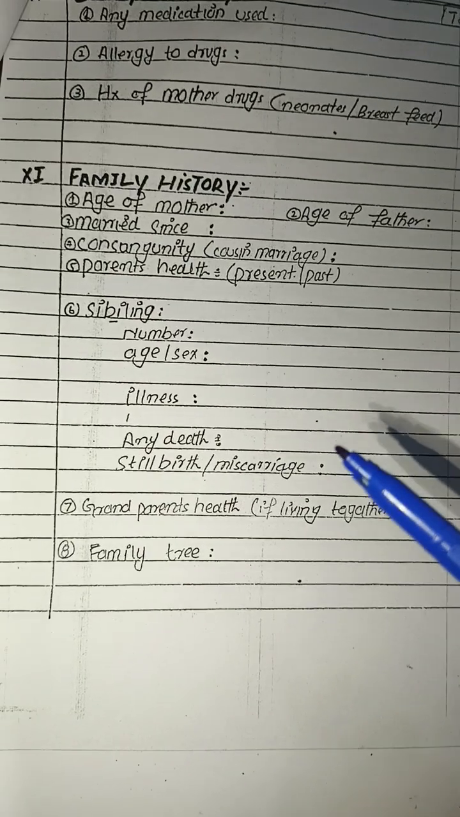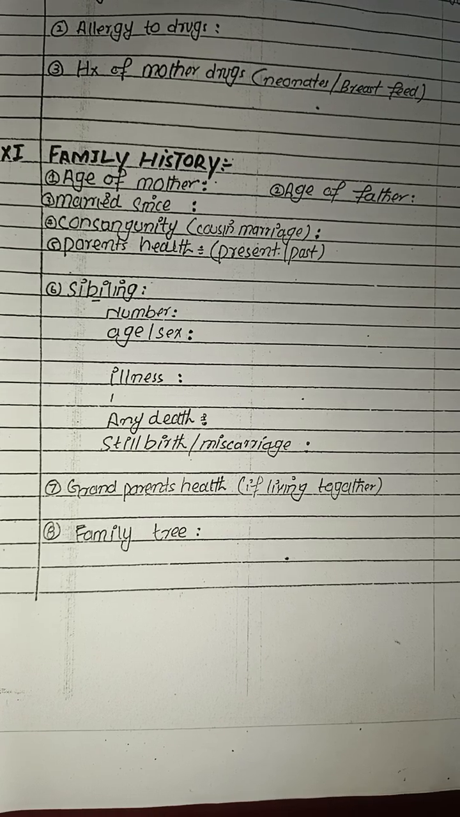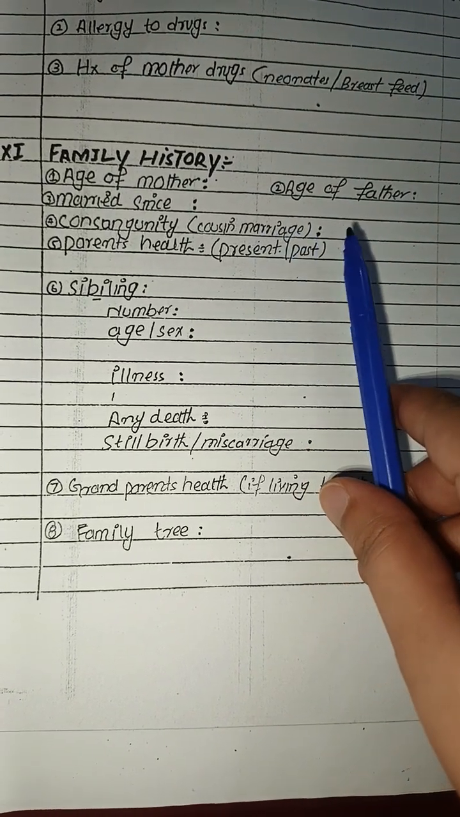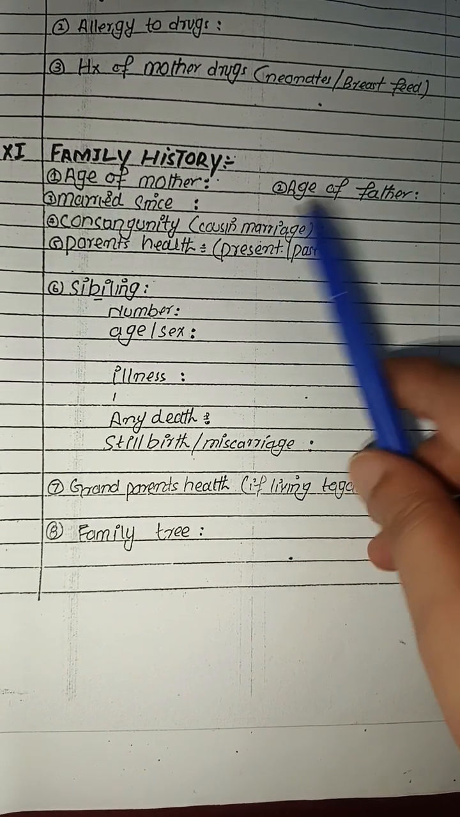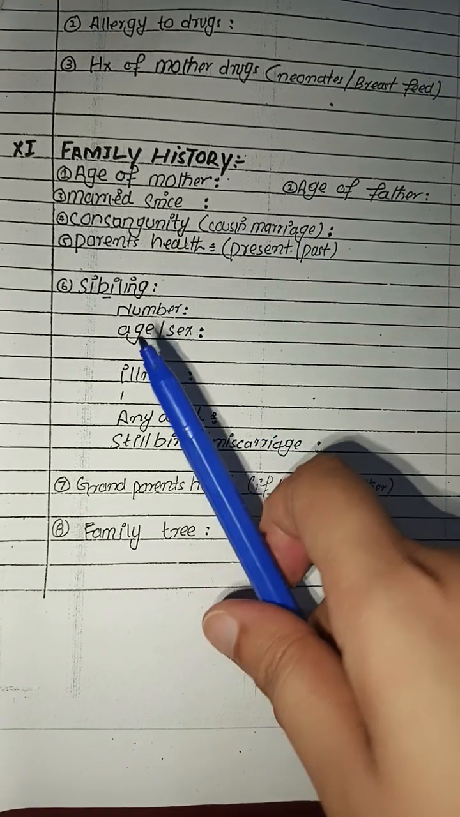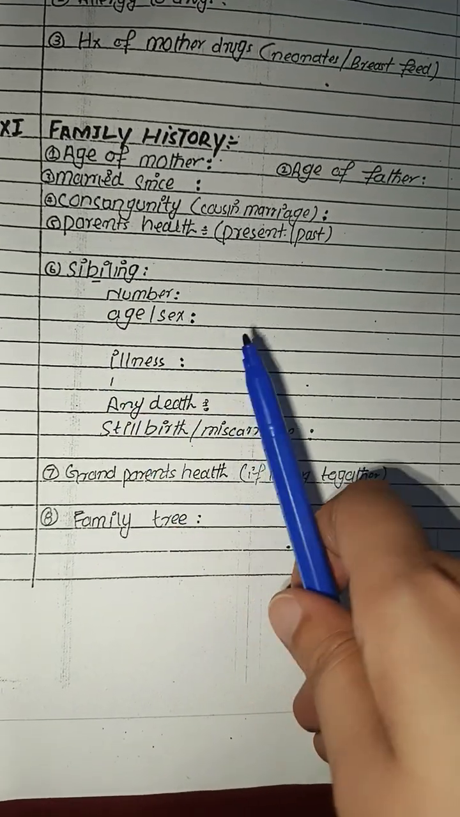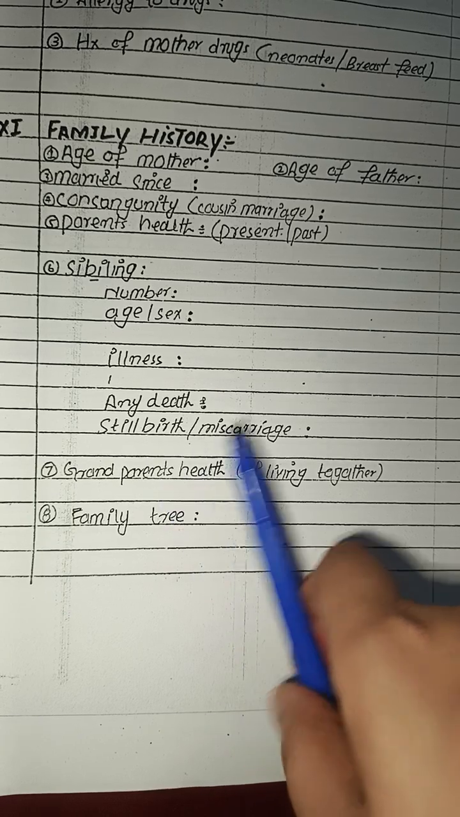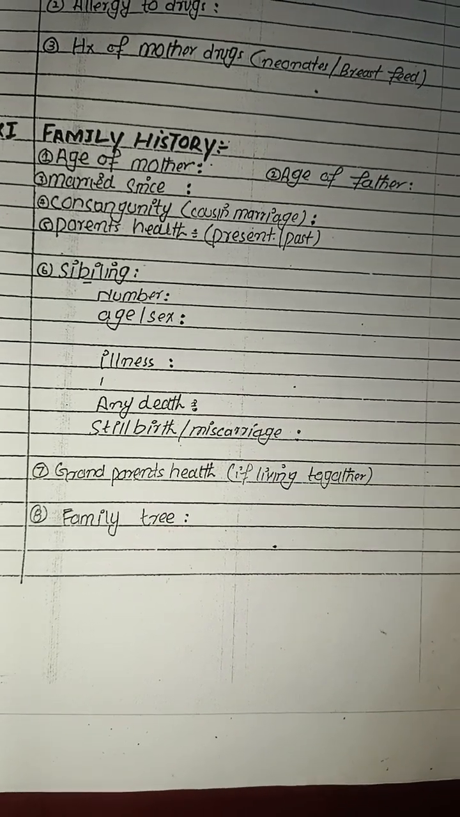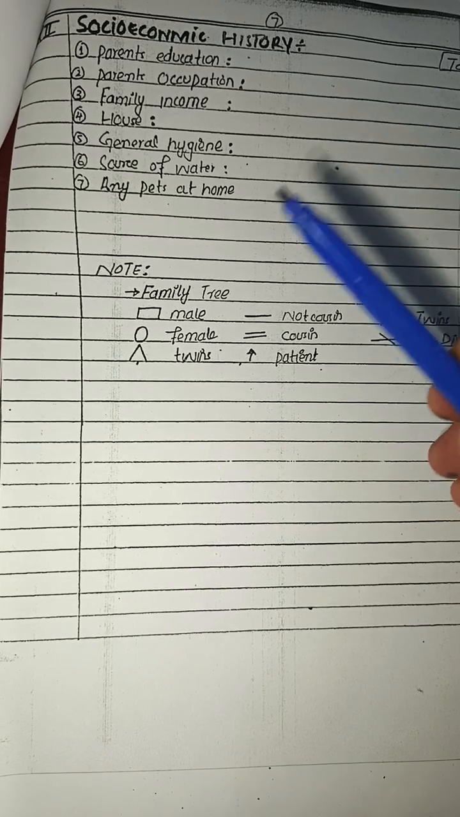In the family history we have to ask about the age of the mother, marriage since, cousin marriage to rule out any thalassemia minor trait. For that we have to ask about the cousin marriages. Parent health, siblings, how many children are there, and age, number, sex, illnesses, any death, stillbirth or miscarriages. Grandparent health, family tree.